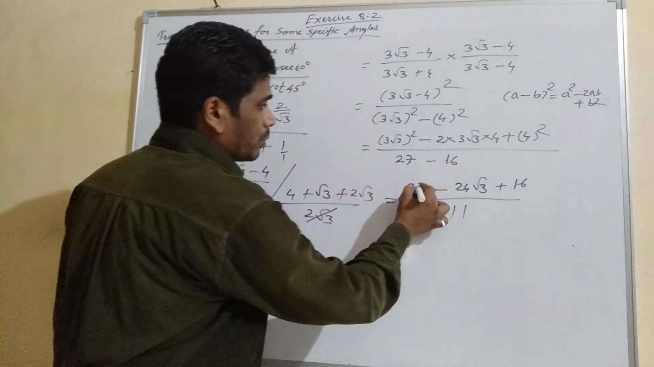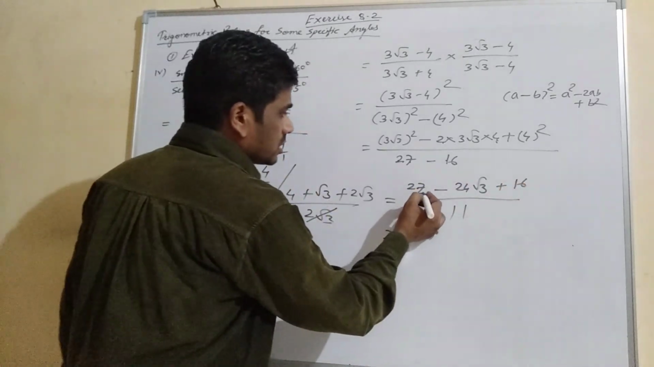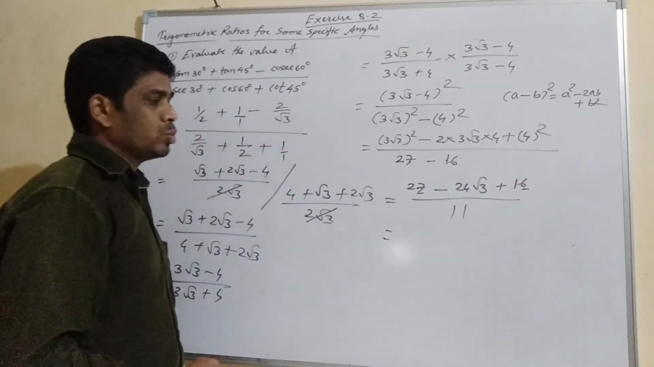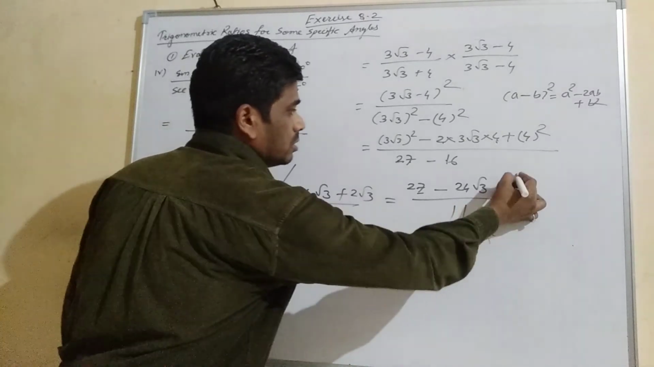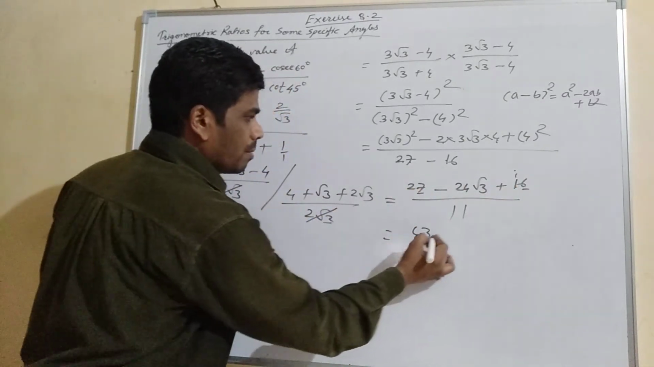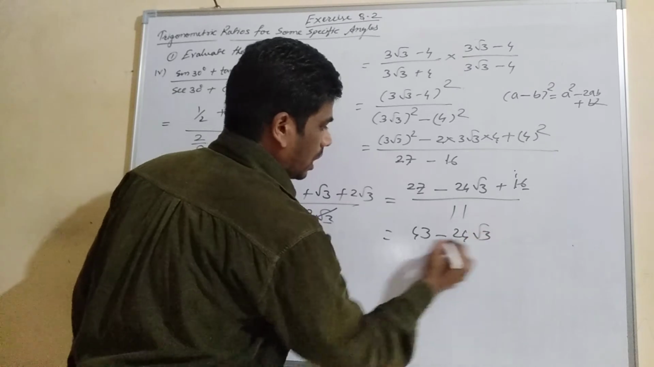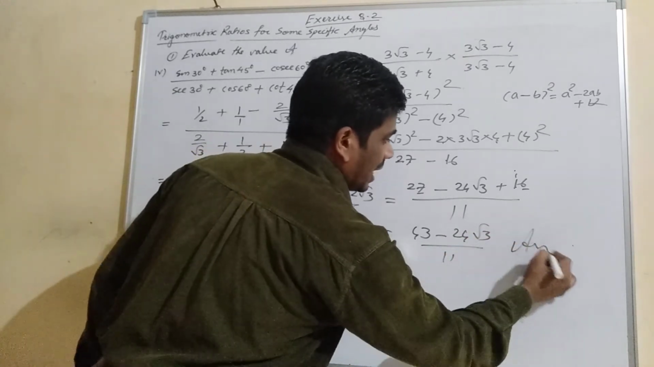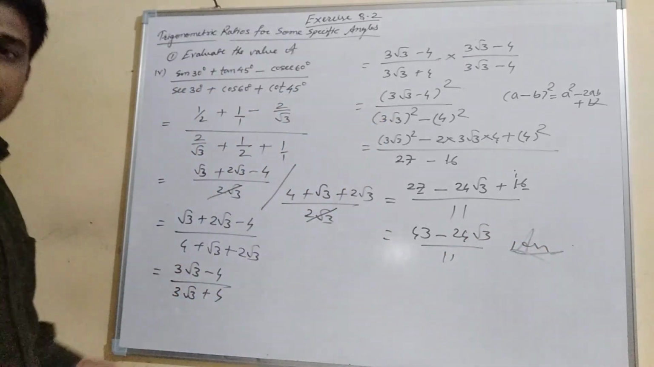Now we can simplify 27 plus 16, it will be 7 plus 6, 6 2 are 12, 13, 3 carry over 1, 1 plus 1 2 plus 2 4, 43 minus 24 root 3 upon 11. This will be final answer. Similarly we will see the next.